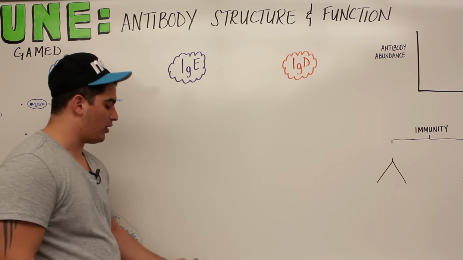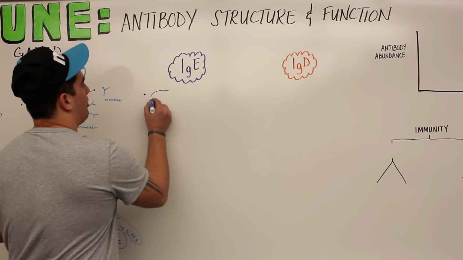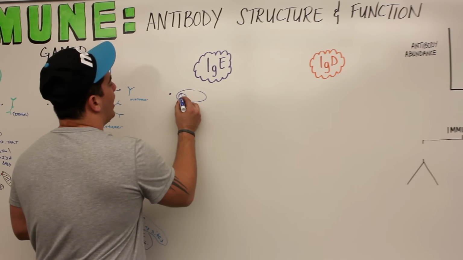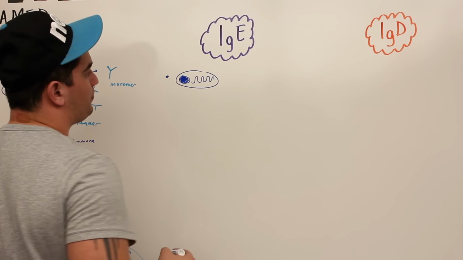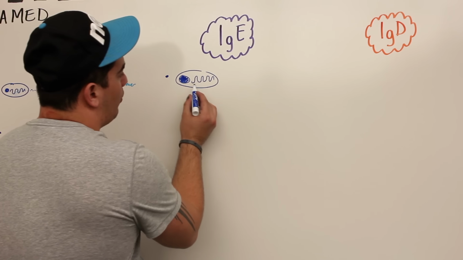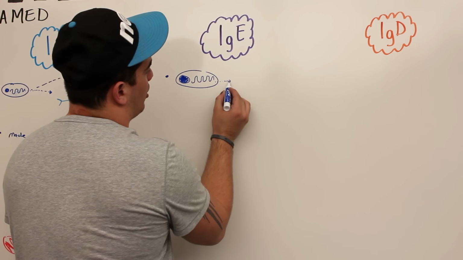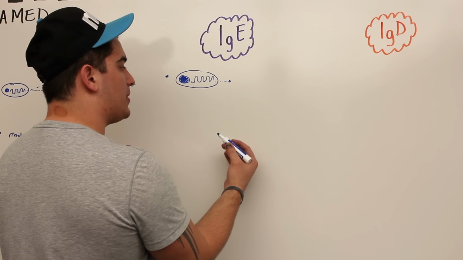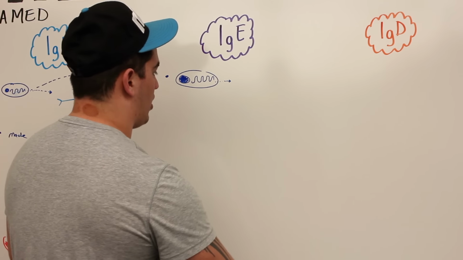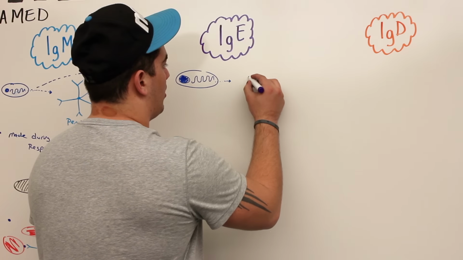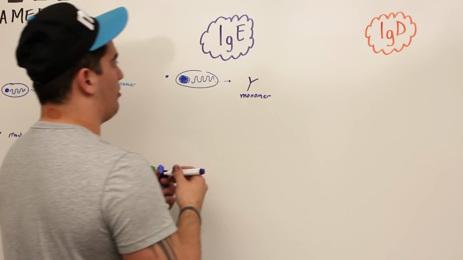Where are they secreted from? Again, let's just keep doing this so we can be consistent here. They're made by plasma cells. And plasma cells are the only cells that are really releasing these antibodies. Now, IgE antibodies are monomers also. So these are monomeric proteins or glycoproteins.